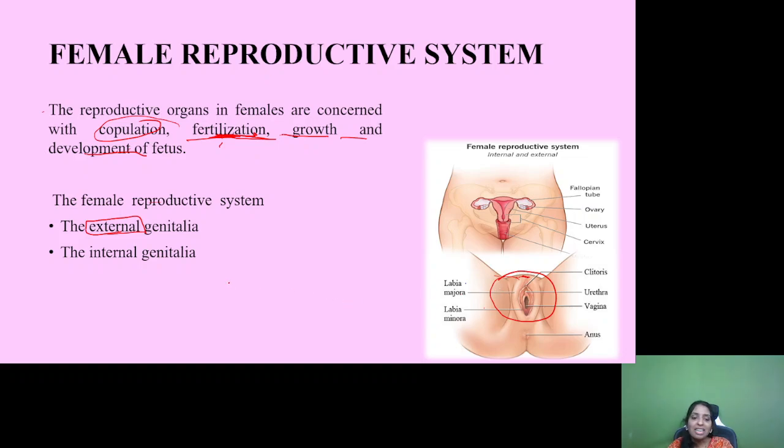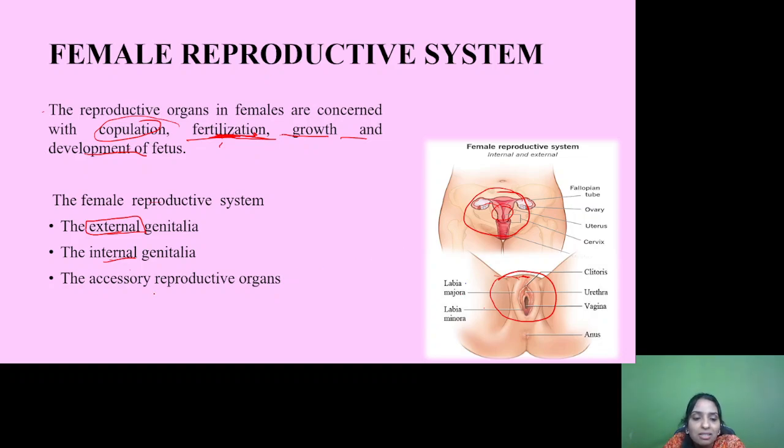Next is the internal genitalia. Internal genitalia means the organs which are placed in the pelvic region. We cannot see them directly with the naked eyes. We can see the uterus at the time of cesarean section, or ovaries or fallopian tubes directly, or in laparoscopy, in diagnostic laparoscopy also, we can see how the organs are presented. These are the internal genitalia.